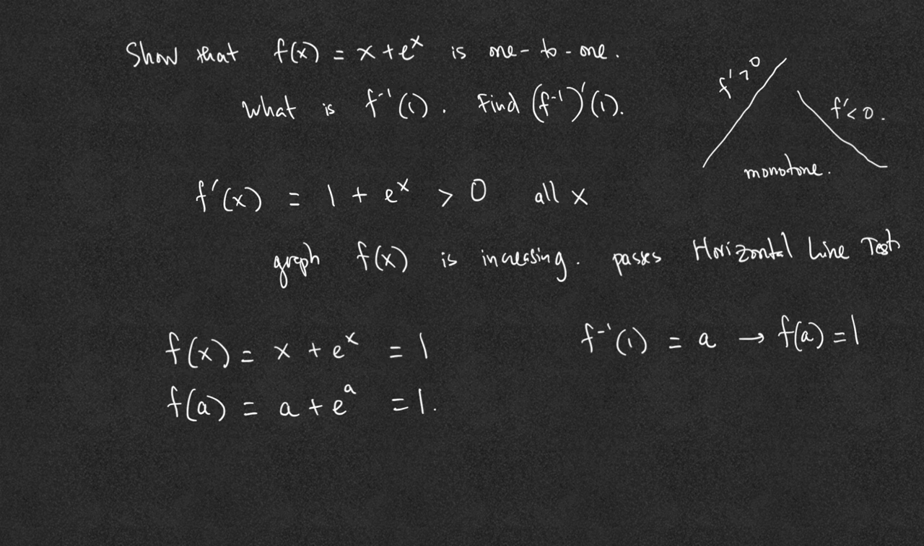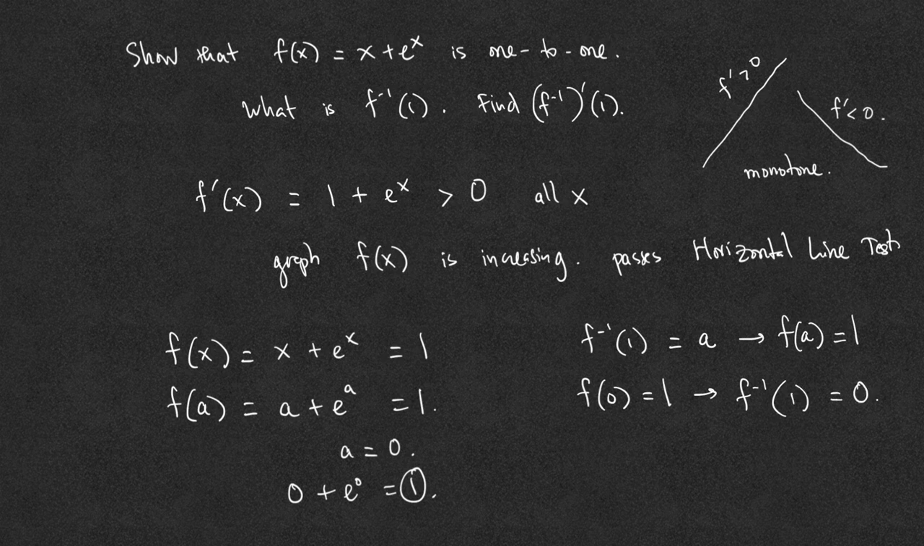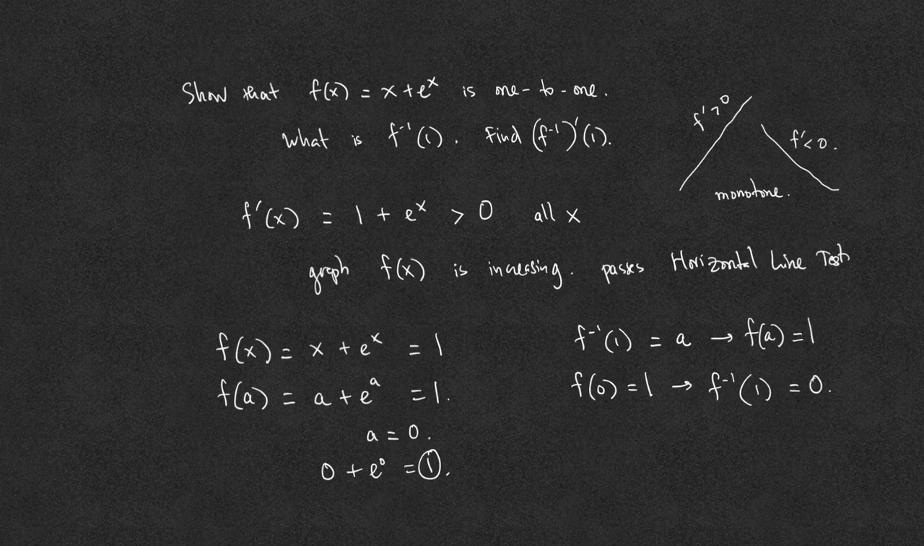The only a that works in this case is 0, because 0 plus e to the 0 is 1. There won't be any other a because the function is 1 to 1. And so f of 0 is 1, meaning f inverse of 1 is 0. And so what is f inverse of 1?